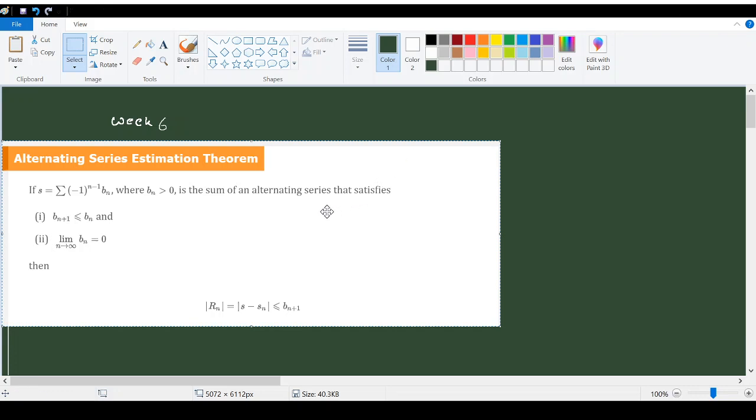The final part of this week's session is called the alternating series estimation theorem. This is also an estimation theorem, but it is specifically designed for alternating series only. So this is important: you cannot use this test for any other series. The advantage is that it is really easy to use when it comes to alternating series estimations.